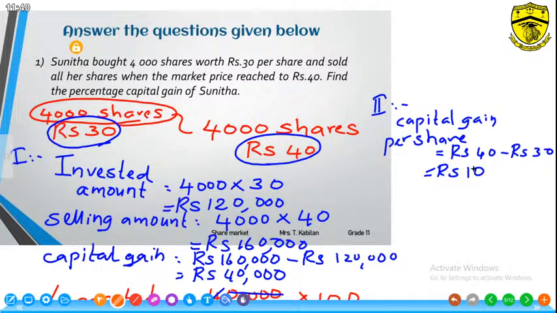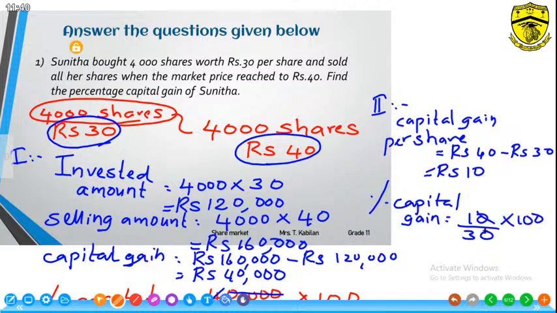Right? Then you can easily find the percentage of capital gain. Okay, percentage of capital gain. You found the capital gain per share, and the purchase price is also given. So out of 30, the capital gain per share is 10, when multiplied by 100, 10 and 10 cancel out. So again 100 by 3. So you will obtain the same answer, 33 and 1/3% is the capital gain of Sunita.